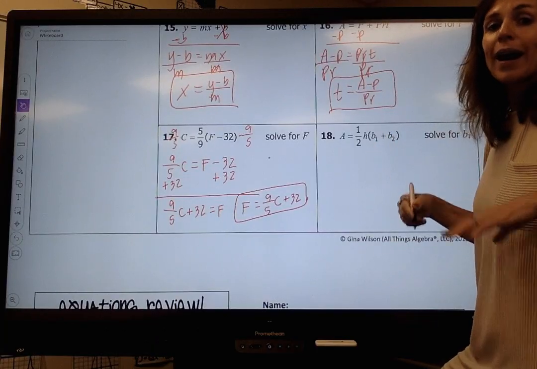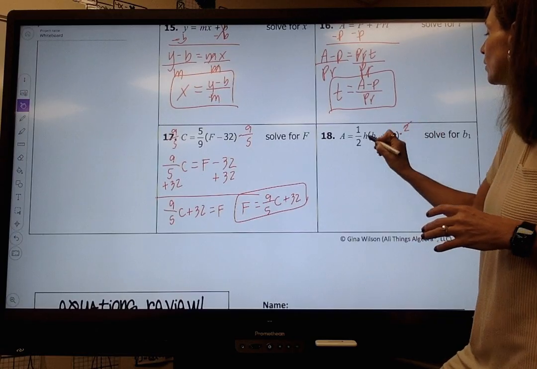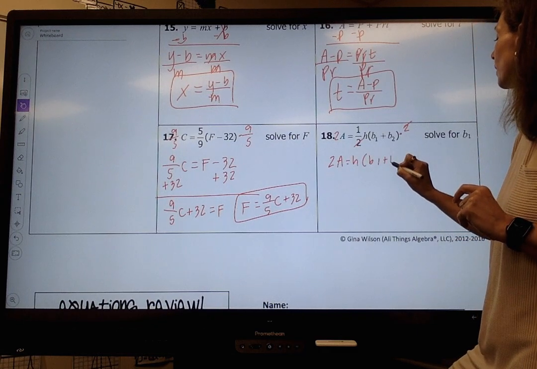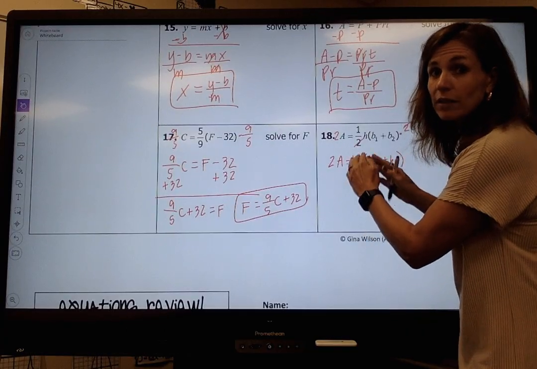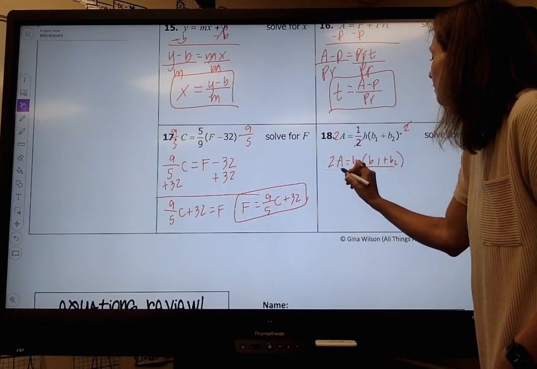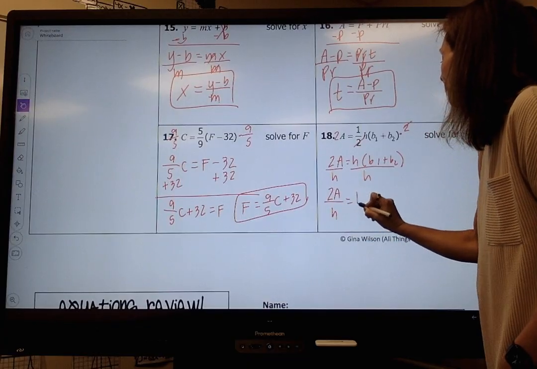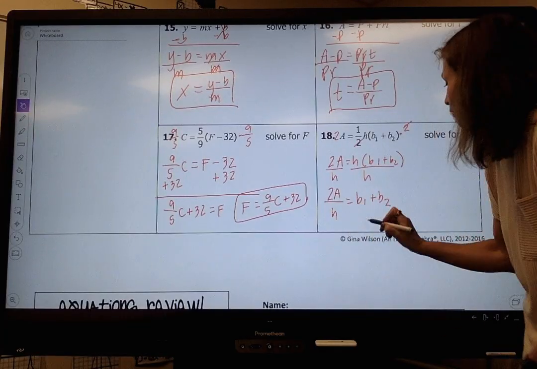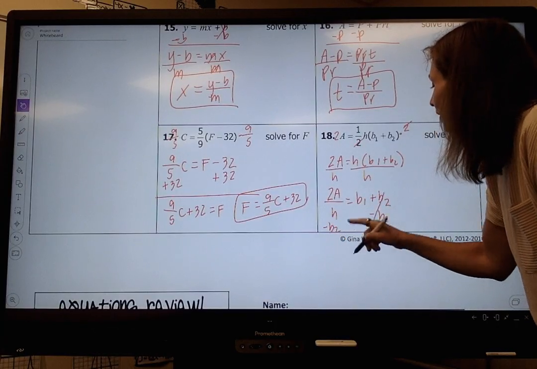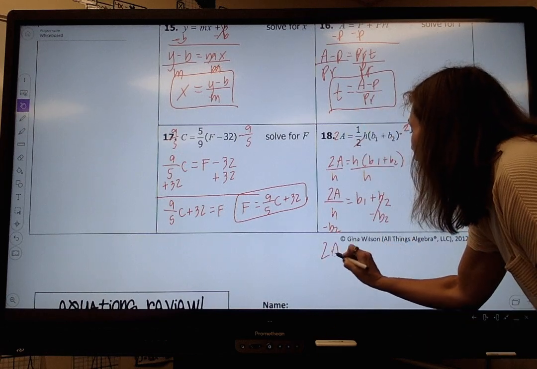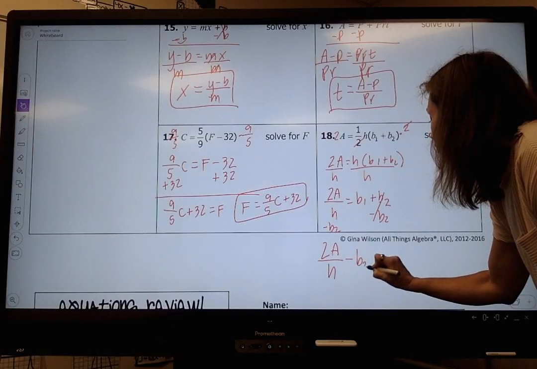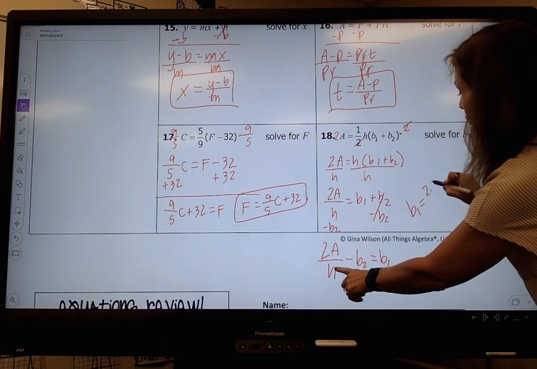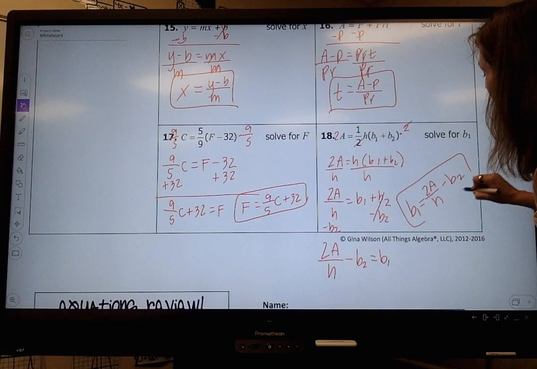Okay? All right, let's take a look at 18. I'm going for B1 here. I still want to clear out my fraction, multiplicative inverse, so I multiply both sides by 2. Whatever you do to one side, you do to the other side. That's that equality property. And I get 2A equals H times B1 plus B2. I want to separate that H, right? So separate means division. So I'm going to divide both sides by H. And here's where I am. My goal is to get B1 by itself. So how do you clear out B2? Additive inverse. You're going to subtract B2 on both sides. Now, these are unlike terms, okay? You can't combine them. 2A over H is one term, and then I subtracted B2, and that's what's equal to B1. You're not going to give it to me like this. I want it symmetric property, so B1 equals 2A over H minus B2. And that's my final answer, okay?